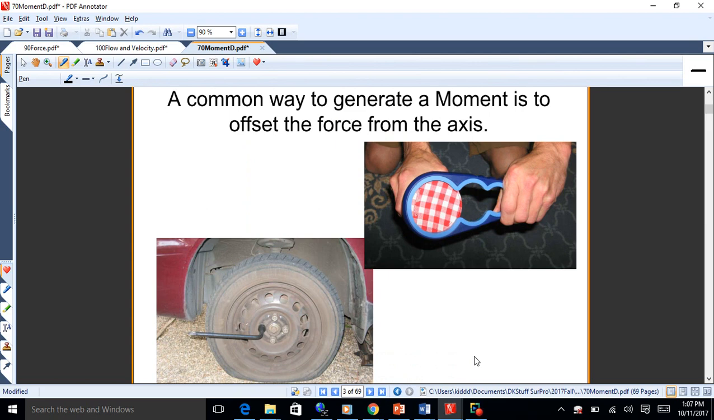All right, so a common way to generate a moment is to apply a force at an offset distance, like so, okay? And that's a very common way to generate this. Another word for moment is torque, okay? So what happens if you've got a force at an offset distance is you develop a twisting action about a point. And that's what a moment is, okay?